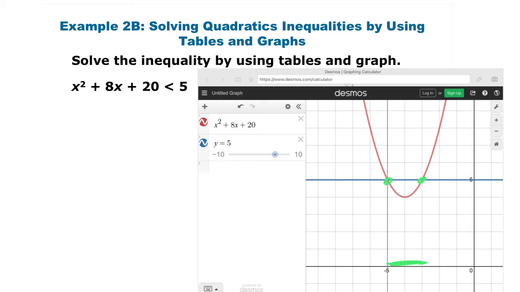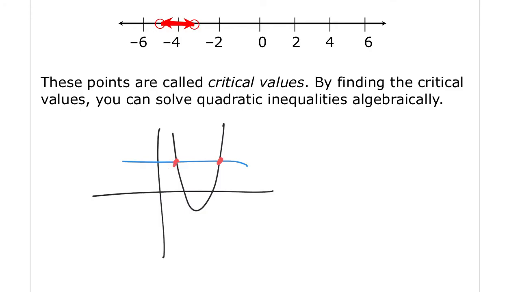Now it's just less than, it's not less than or equal. So I would write the answer for this as x is going to be between -5 and -3, and just using the less than symbol, not less than or equal to, because we don't want to include those, because we want it to just be less than 5. So these points we've been finding, where our quadratic and our line that we're looking at cross, are called the critical values. And by finding these, we can solve quadratic inequalities algebraically, that means without graphing.